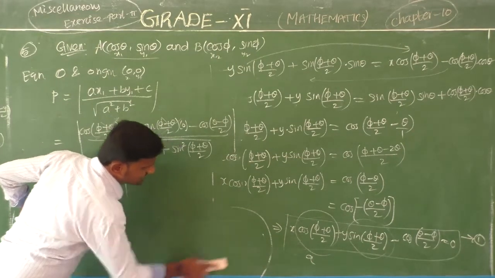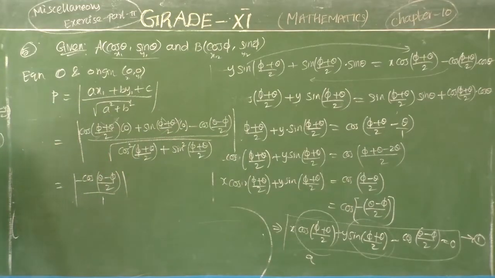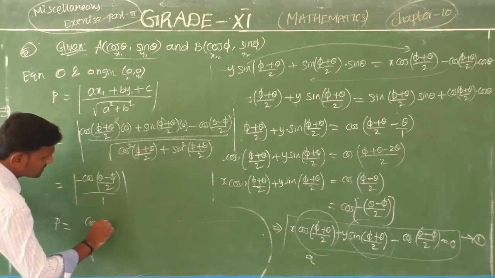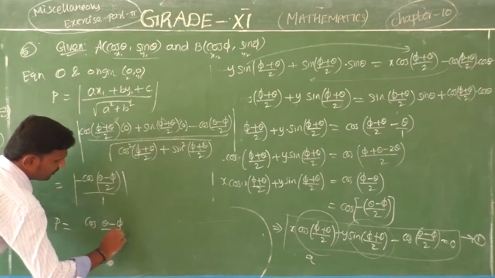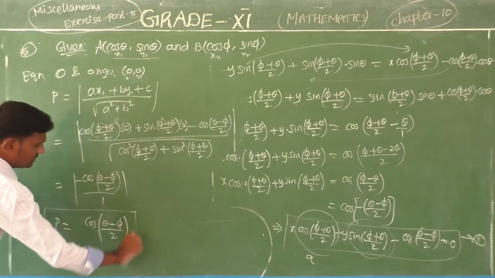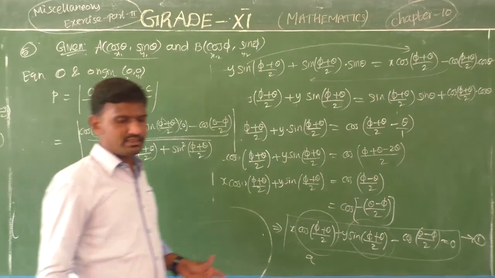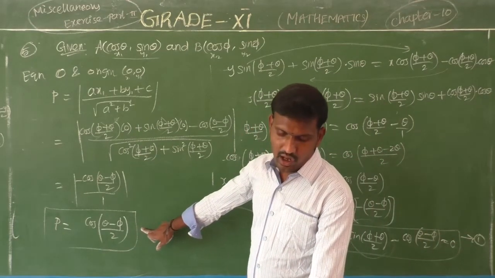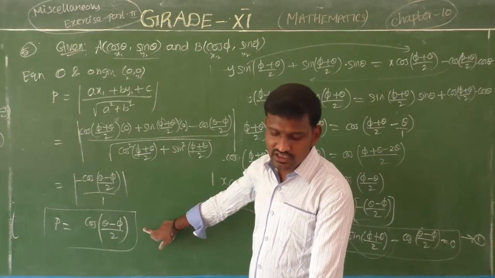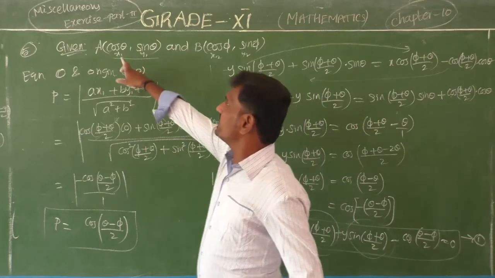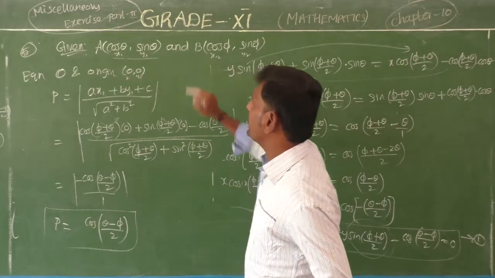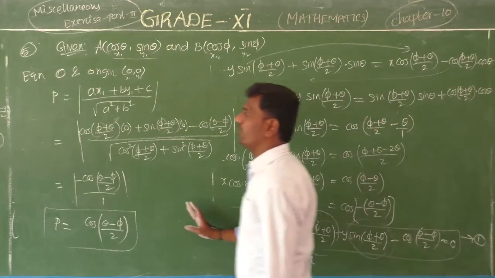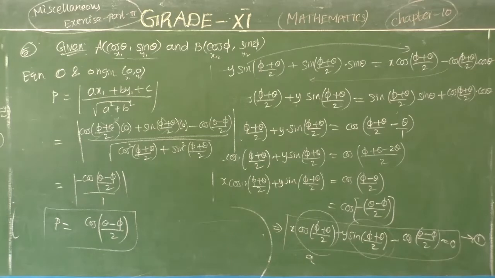So the final answer you are going to get is the distance p, which is equal to cos of (theta minus 5 by 2). This is the value of the distance. Okay, have you got it, children? So this is the distance, the perpendicular distance from the origin to the line through the 2 points a cos theta, sin theta and b cos 5, sin 5. Okay, student, have you got it? And next question.